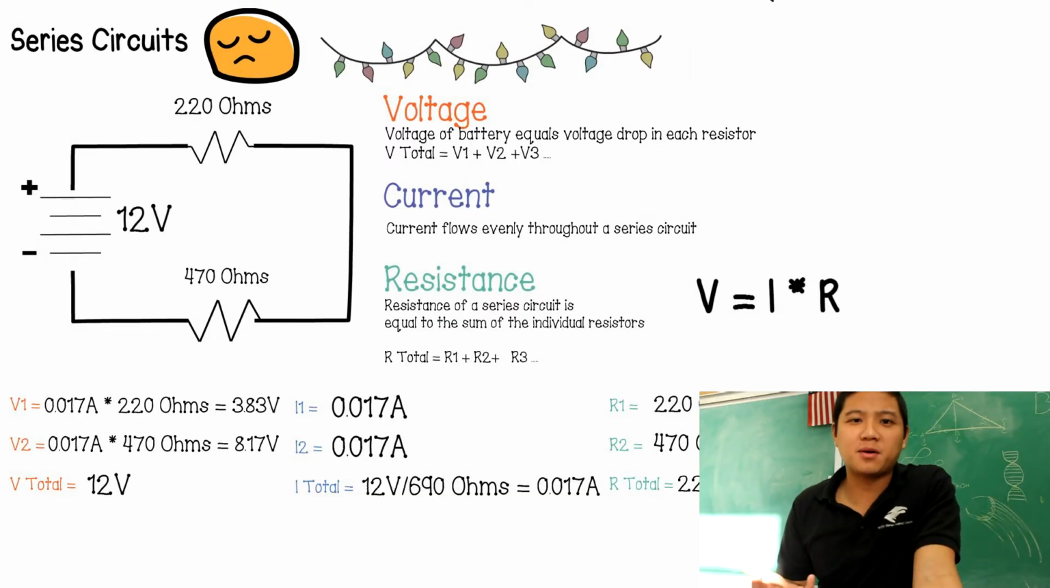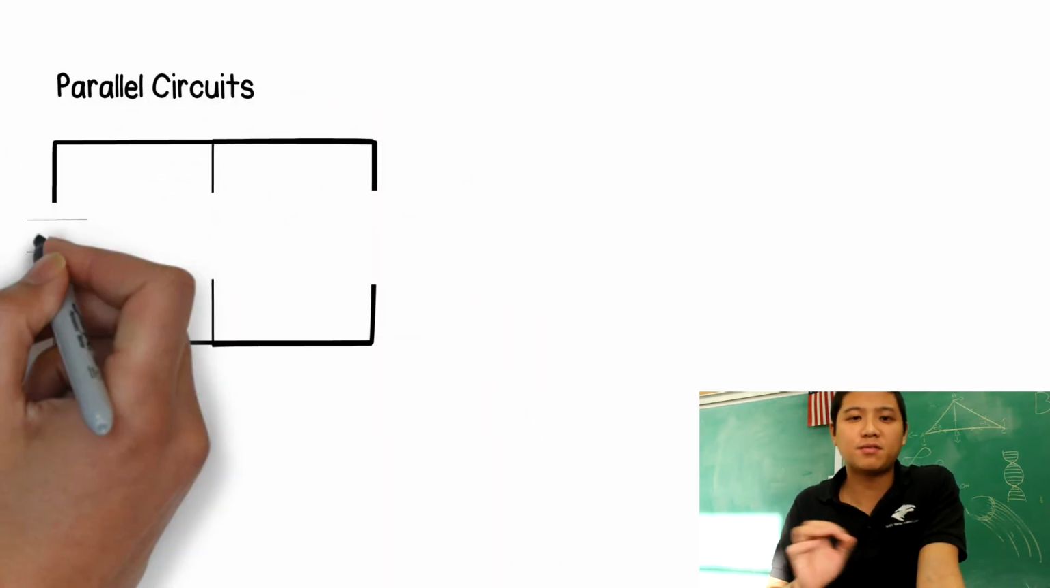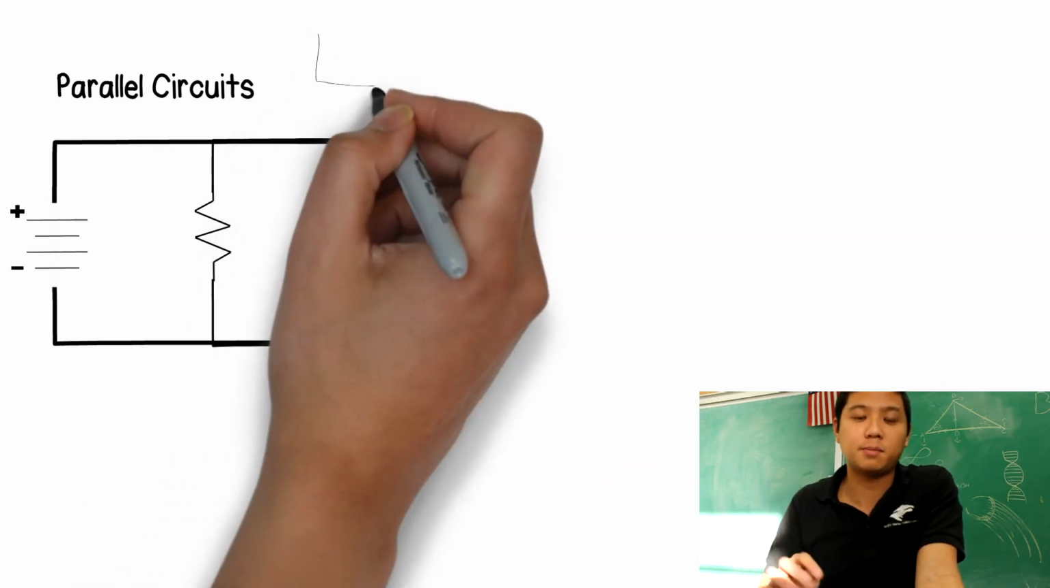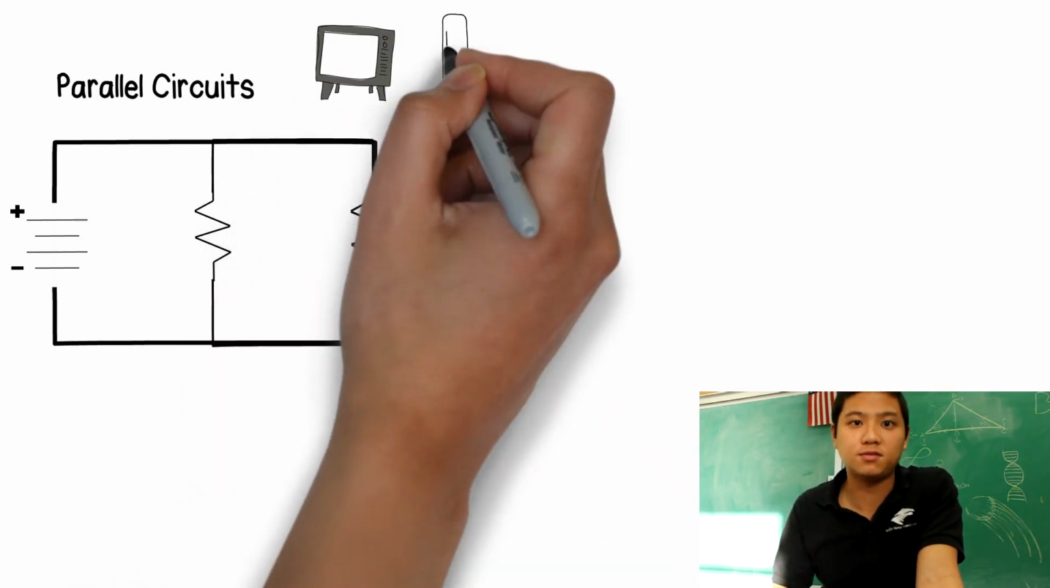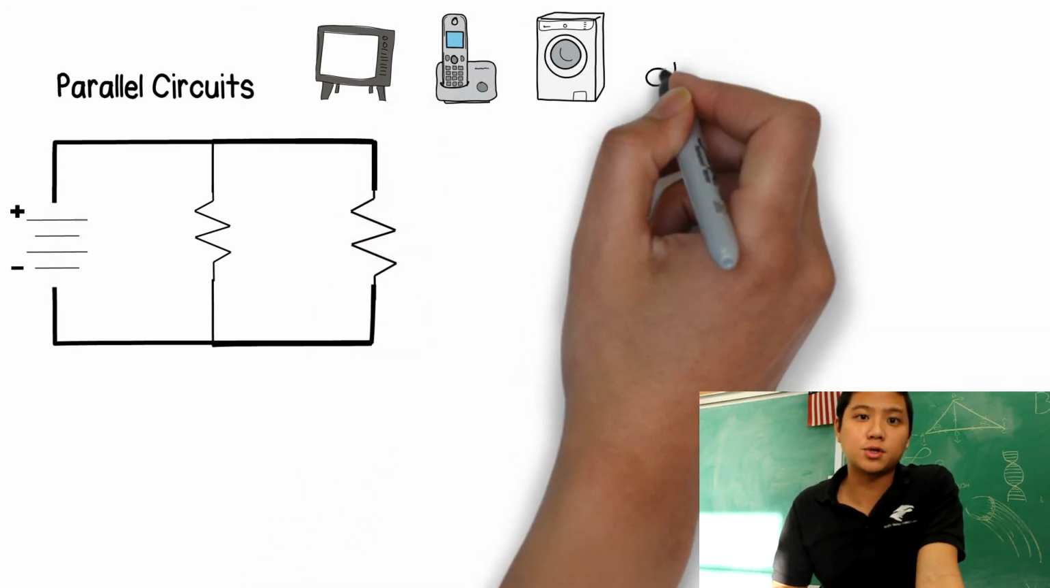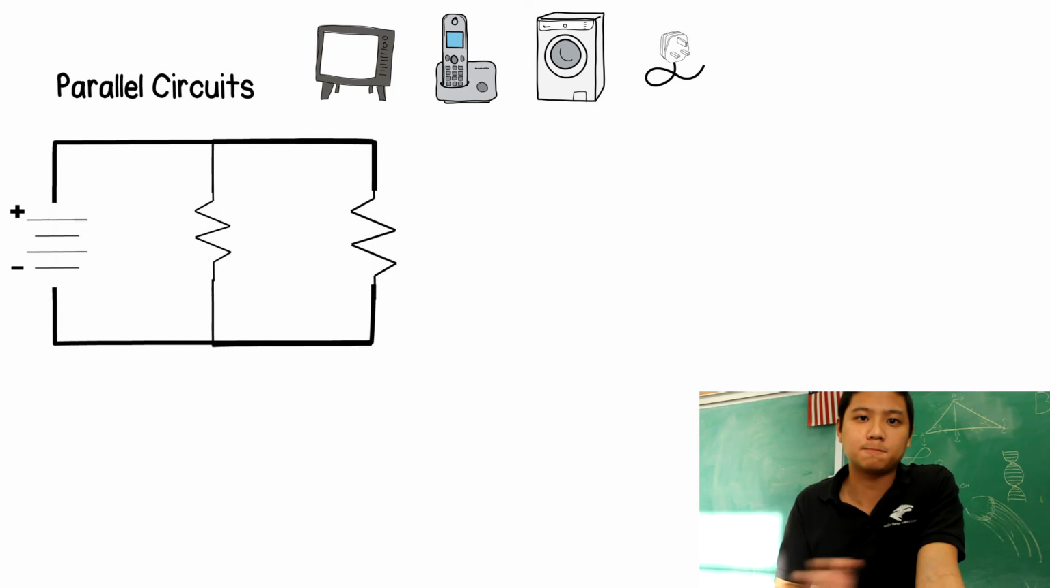Alright, let's talk about a parallel circuit. So in a parallel circuit, there are more than one branches that the electricity can go through. If you've ever used a power strip, the power strip allows your appliances to be hooked up in a parallel circuit. So you can have a TV, a telephone, and a refrigerator all hooked up to a power strip, and this would be a parallel circuit.